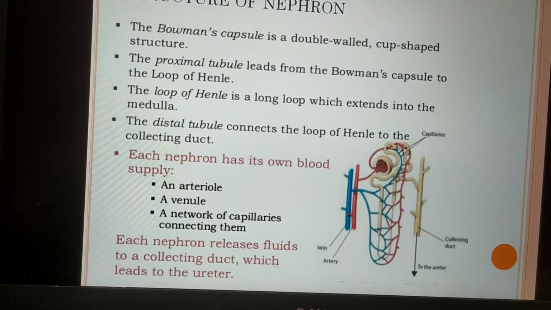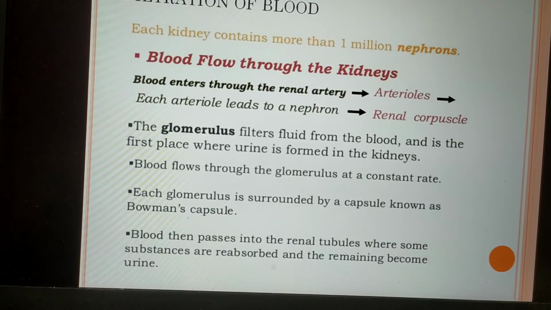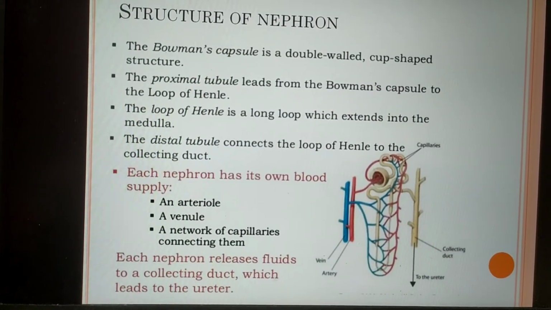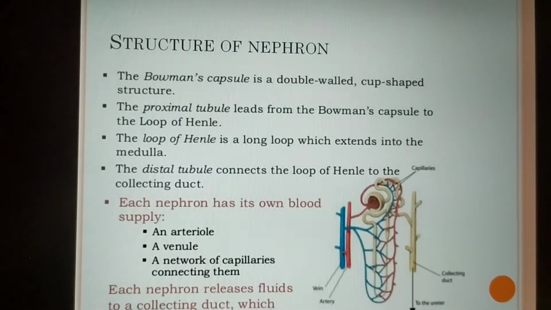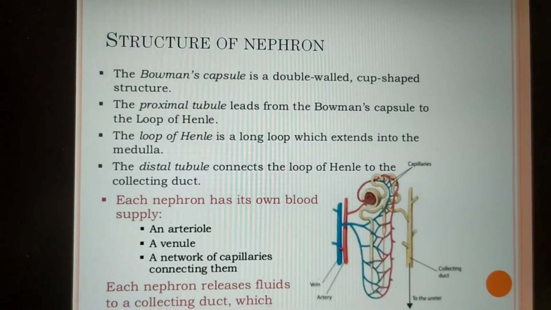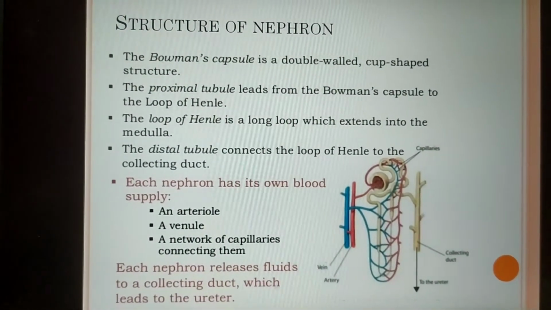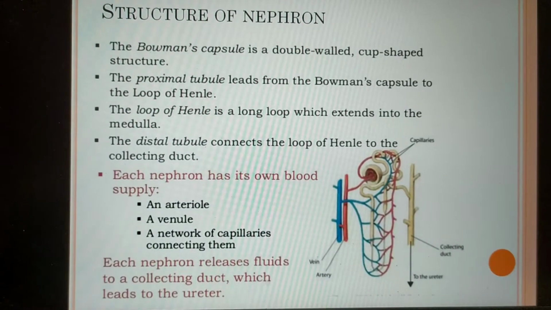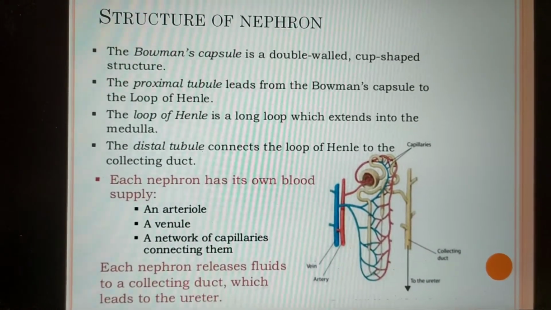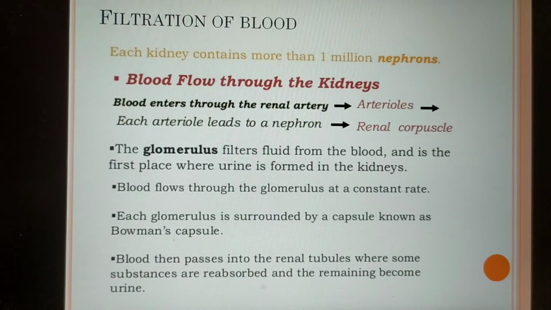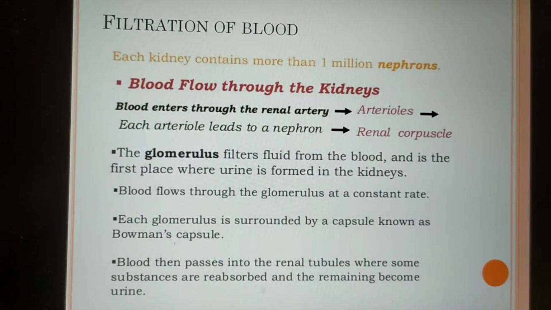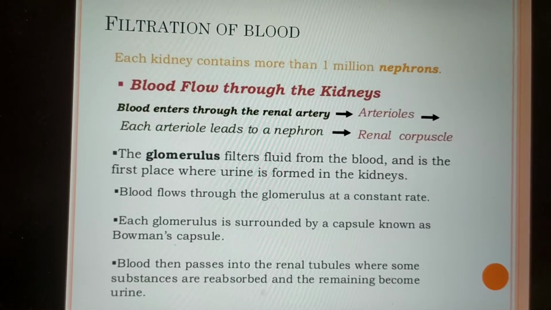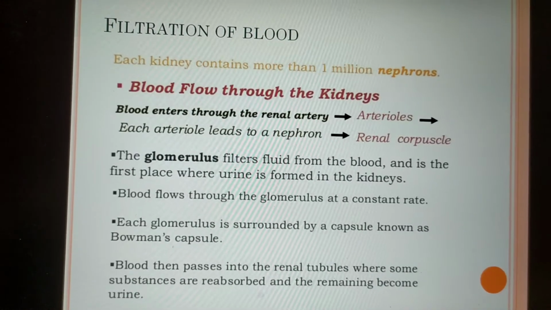The loop of Henle is the main connecting tube between the PCT and DCT, and each nephron has its own blood supply which consists of an arteriole, a venule, and a network of capillaries. Each nephron releases fluids to a collecting duct which leads to a ureter. So how filtration of blood takes place, that we will discuss. Each kidney contains more than 1 million nephrons, which is the structural and functional unit of the kidney.